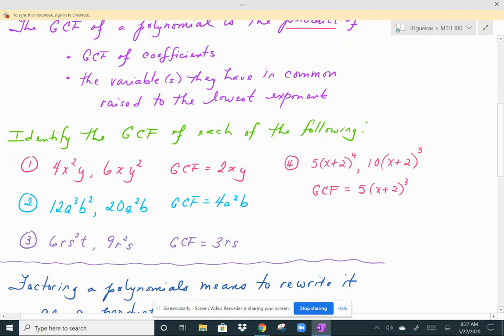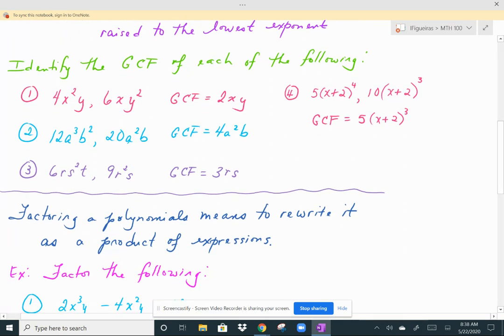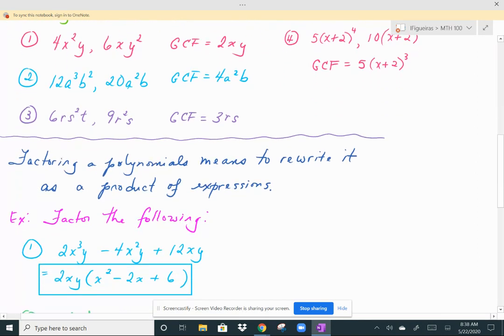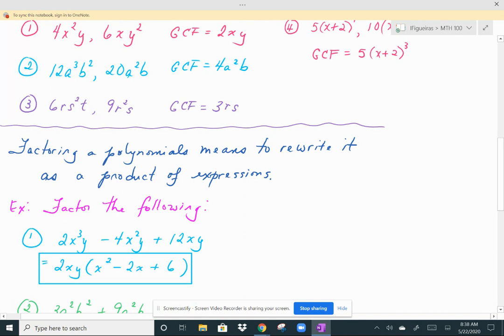So now that we understand how to identify the GCF for variable expressions, we can use that information to factor polynomials. Factoring a polynomial means to rewrite it as a product of expressions. So there's that word again, product. So when you have a polynomial written with different terms being added or subtracted together, when you factor it, it means that you then write that polynomial as a product of expressions. One expression times another. Could be just two products, or there could be multiple.